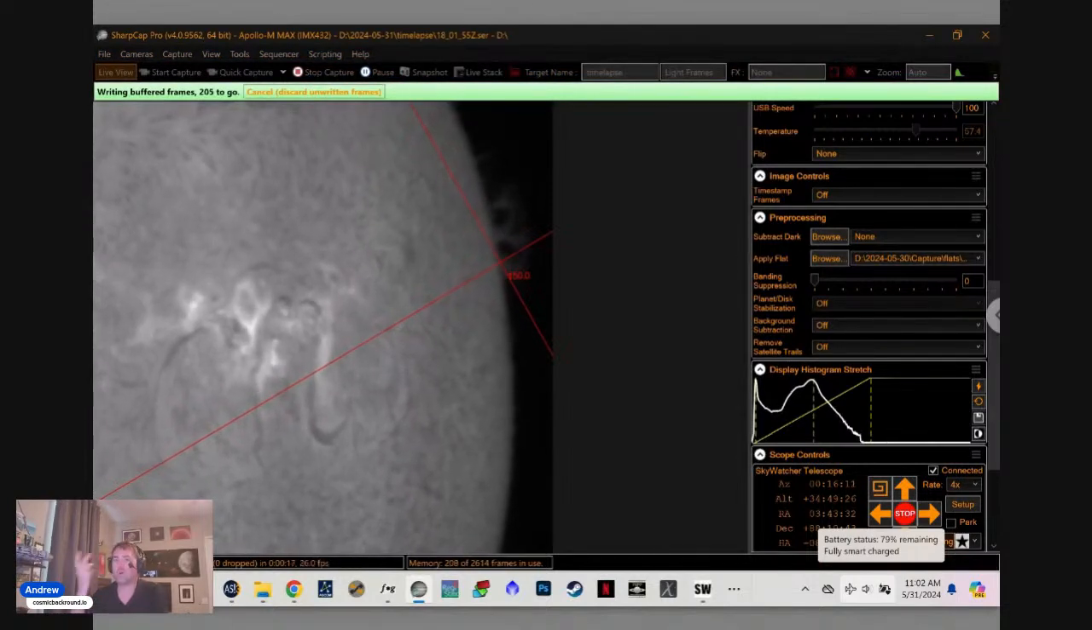You can buy a Coronado PST for like $600-700. You can actually find them used for like $500 from time to time, and that'll show you the chromosphere like I'm looking at here.